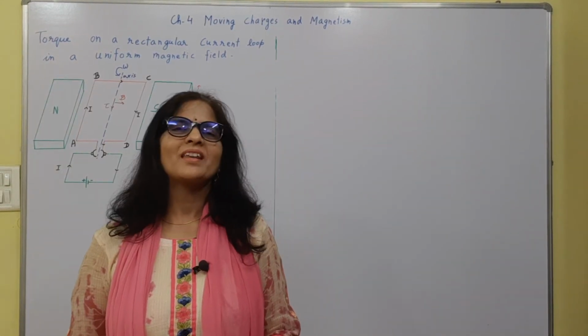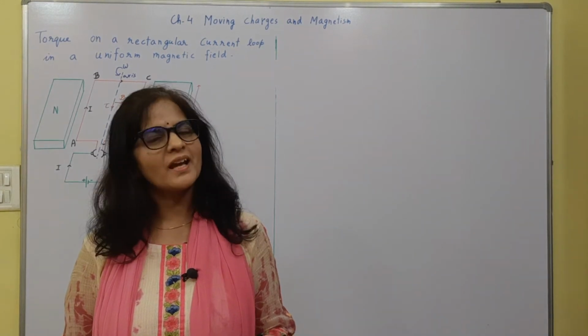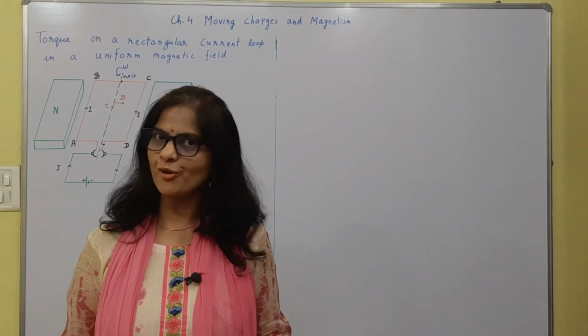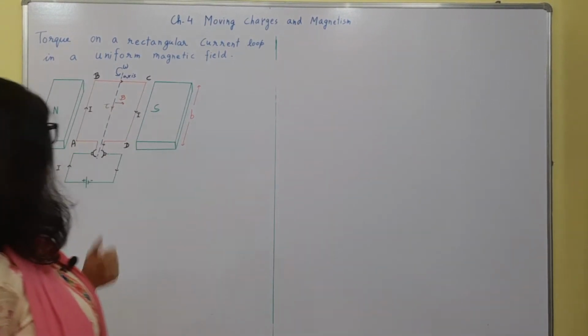Hello everyone. Today we are going to discuss the torque acting on a current carrying loop in an external magnetic field which is uniform, right? I have already drawn the diagram to show the construction, what the setup is.